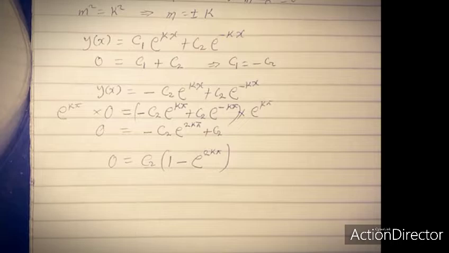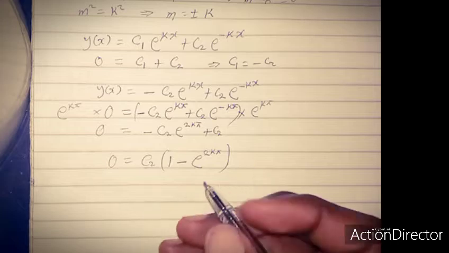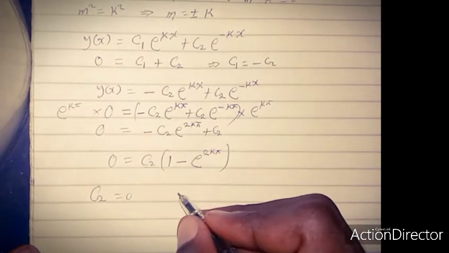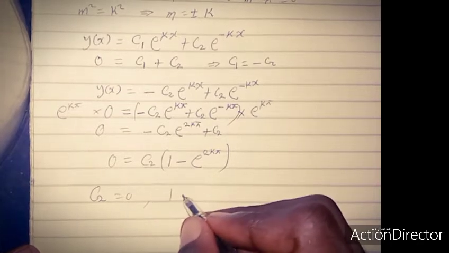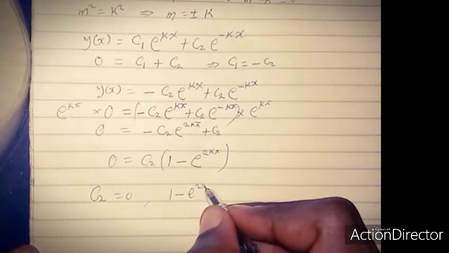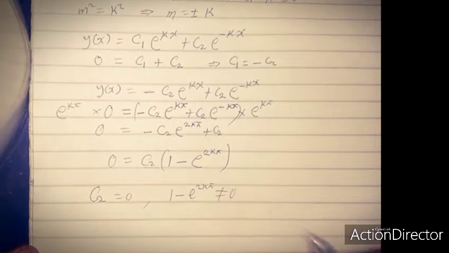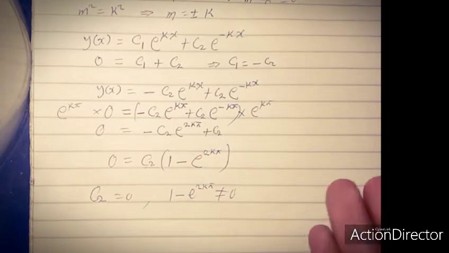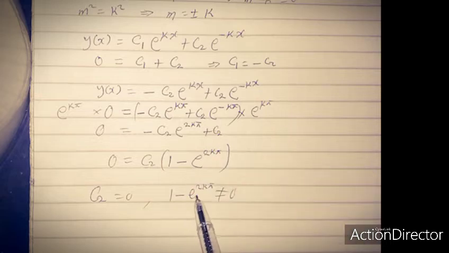conditions, now we see that if you multiply two numbers and their product gives you 0, then either one of them equals 0. So obviously here c2 equals 0, and this 1 minus e^(2kπ) is not equal to 0, because for any value of k, this cannot be equal to 0. If you try to equate it to 0, you will see that e^(2kπ) will be equal to 1, which is not equal to 0.